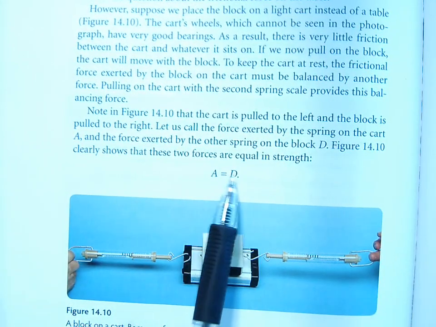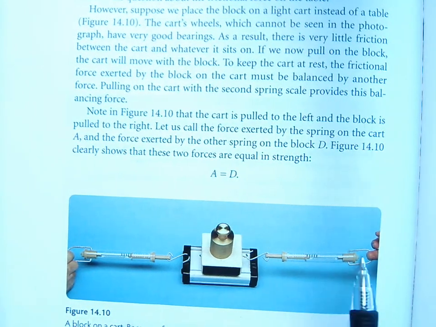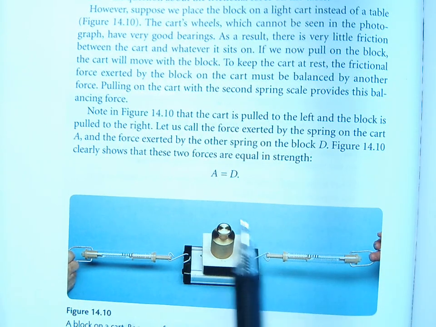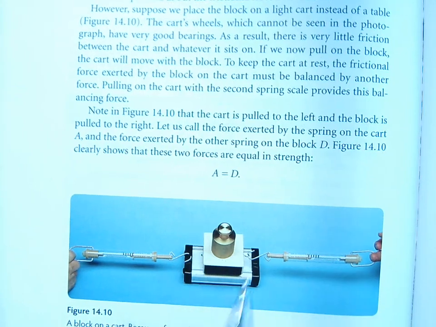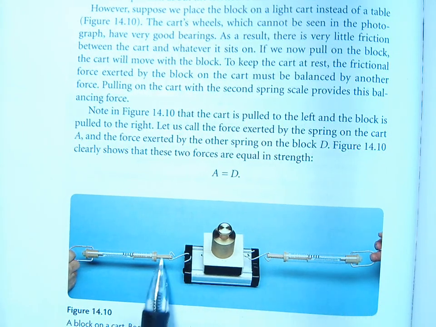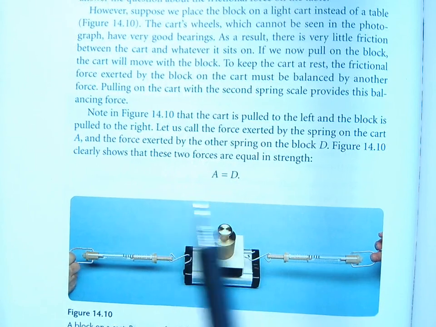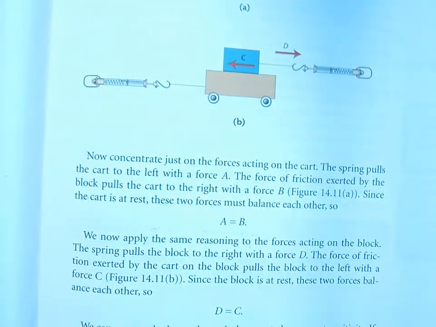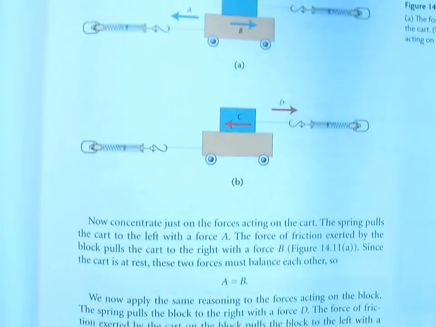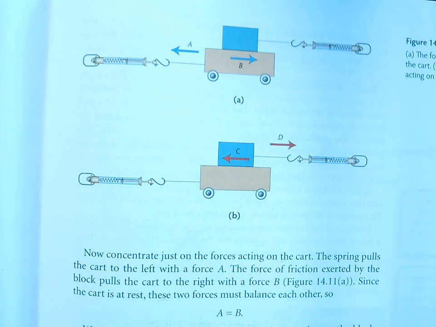So if this is force A and this is force D, if this whole thing is not moving, that means these two forces must be equal to each other. So if I pull this way with 4 newtons and I pull that way with 4 newtons, this will stay at rest because the forces are balanced, right? 4 this way and 4 that way makes this thing stay still. It's kind of like tug of war. If both teams are pulling with the same amount of force in opposite directions, no one's going anywhere. It's going to stay still. So now we start off with this. Okay, so these two are equal in force. Great. Now let's concentrate on the forces acting on the cart.